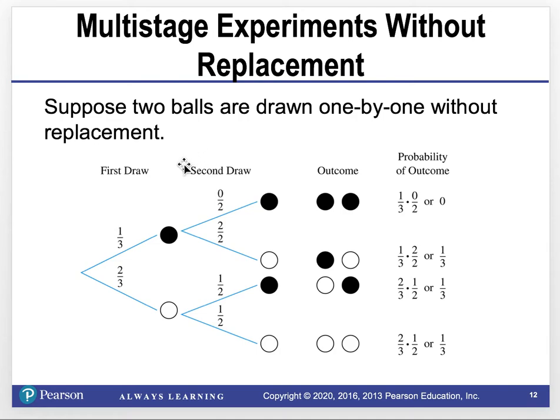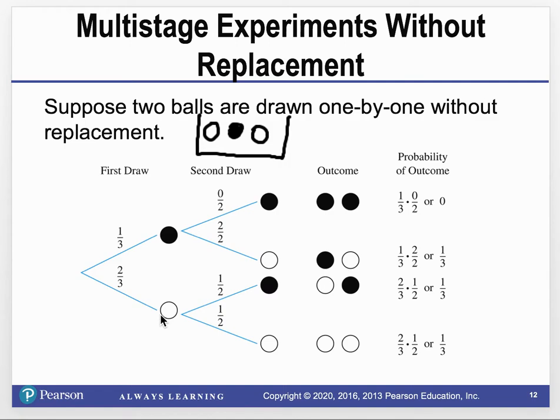Suppose 2 balls are drawn, 1 by 1, without replacement. So once again, I think they're talking about that same box. So let's refresh our memory and put that box right here. All right, so the first part of our tree diagram is the same. There's a 1/3 chance to draw a black ball and a 2/3 chance that I draw a white ball.